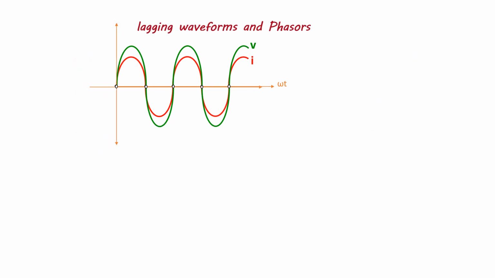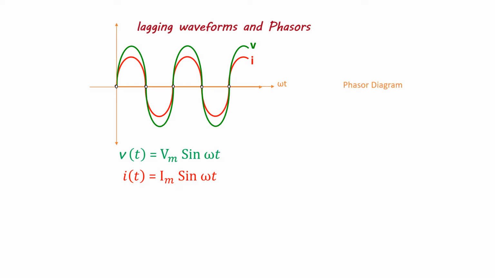Let us speak about the lagging waveforms and lagging phasors. You are seeing in this figure two sinusoidal waveforms, one of the voltage, the other one of the current. Both are shown in phase. The equation for the voltage is v of t equals Vm sin omega t, and i of t equals Im sin omega t.